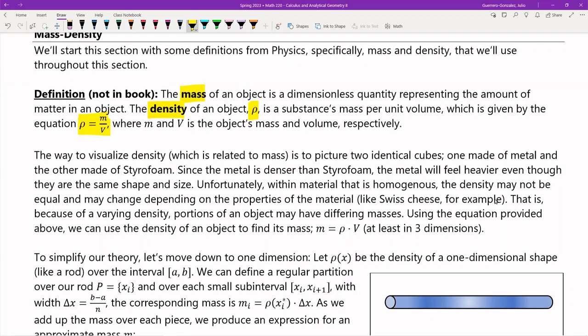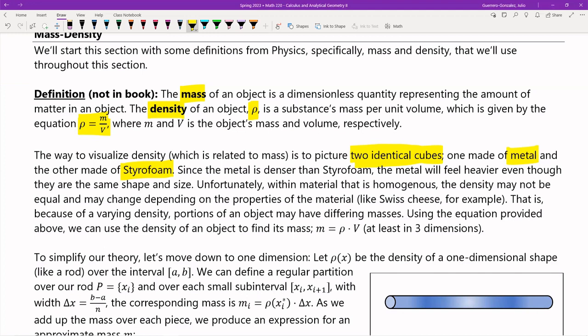The way that we visualize what density is, like it says in the definition, is how much stuff is there in a specific amount of volume. So picture two identical cubes, one made out of metal and the other made out of styrofoam. Obviously the metal one is probably going to weigh a whole lot more than the styrofoam. Since the metal is denser than the styrofoam, the metal will feel heavier, even though both of them have the same shape.